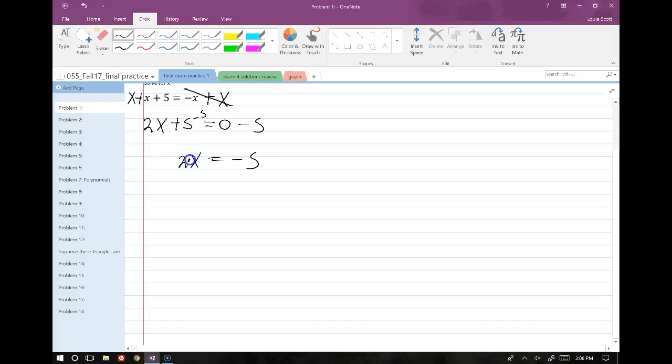Now I have a 2 connected to the x through multiplication, and so I can divide both sides by 2 to cancel that. And I get x equals negative 5 halves. And that's it for this problem.